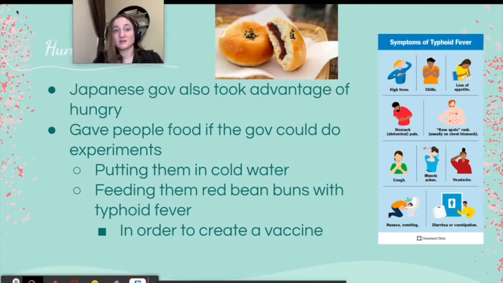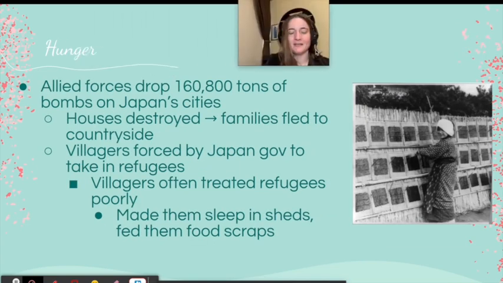So the Japanese government also took advantage of the hungry. They gave people food if they could do experiments on them. Yeah, I know, horrible, right? One of the things they would do, they would be like, here, I'll give you this food if you go in this deathly freezing cold water and see how long you can last. They would also feed them red bean buns filled with typhoid fever, which if you don't know what that is, here's some symptoms on the side. Pretty awful. And they did this in order to create a vaccine for typhoid fever.